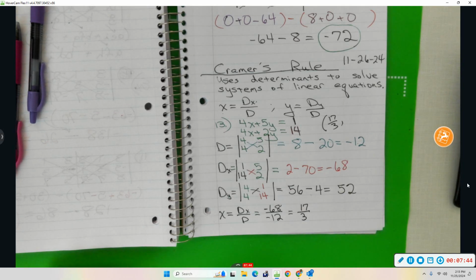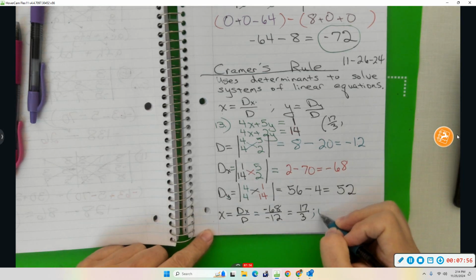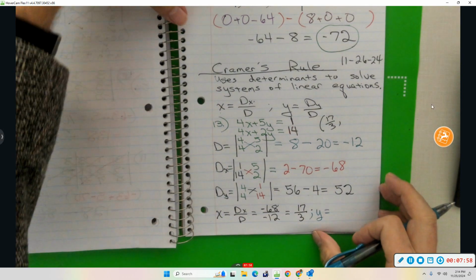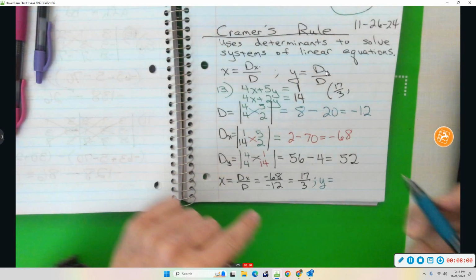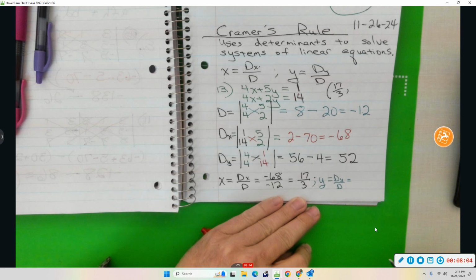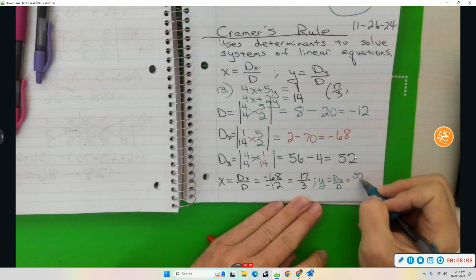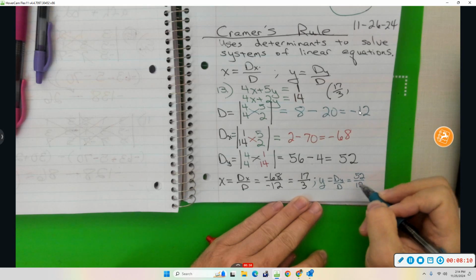If you would use elimination or substitution, you now had to plug 17 over 3 in for x to get y. That would be messy. Okay, now y. Y is equal to d sub y divided by d. D sub y was 52 divided by negative 12.